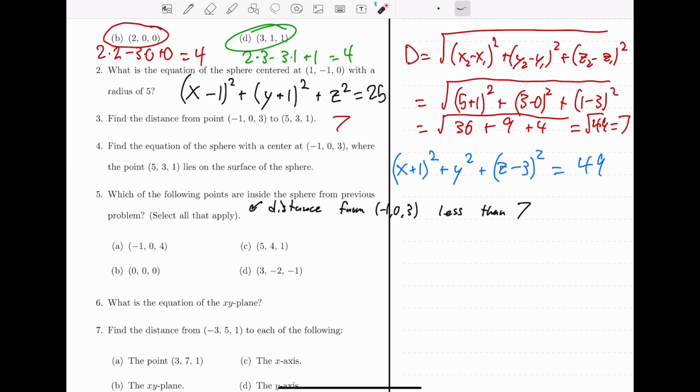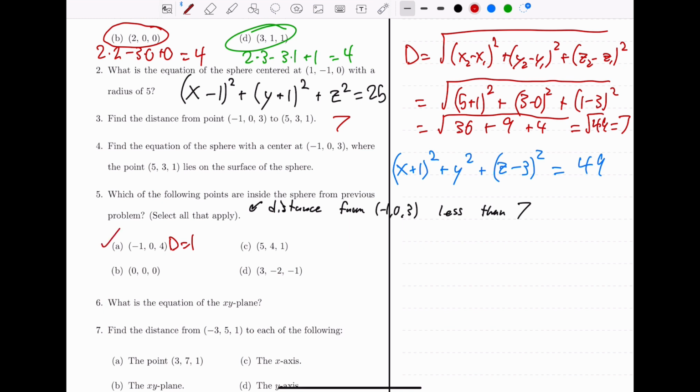Take a look at point A. Is this point a distance of less than 7? Well, the only difference between that point and the center is the z component. Instead of having a 3, we have a 4. So what's the distance between the center and this point? Well, we've only moved 1 up in the z direction. So the distance here is 1. So that's a distance of less than 7. Therefore, the point -1, 0, 4 must be on the interior of the sphere.